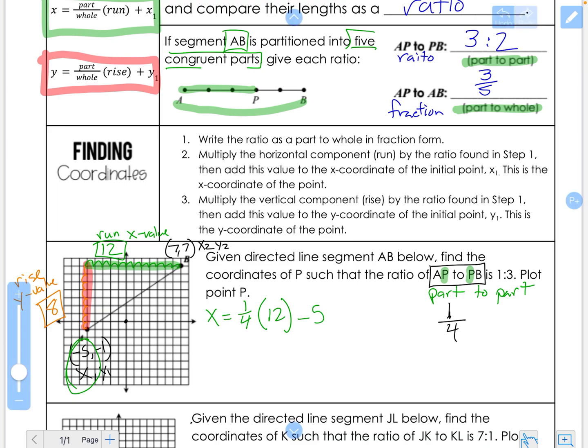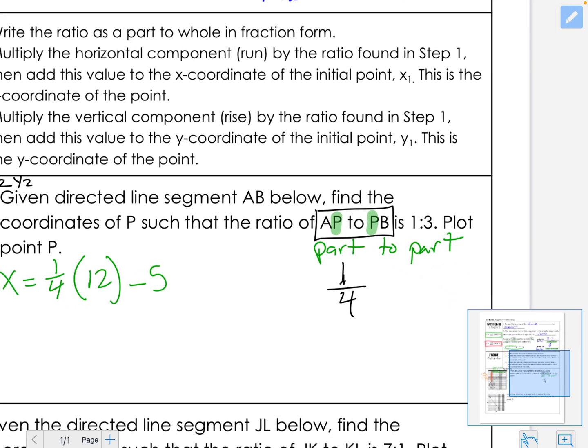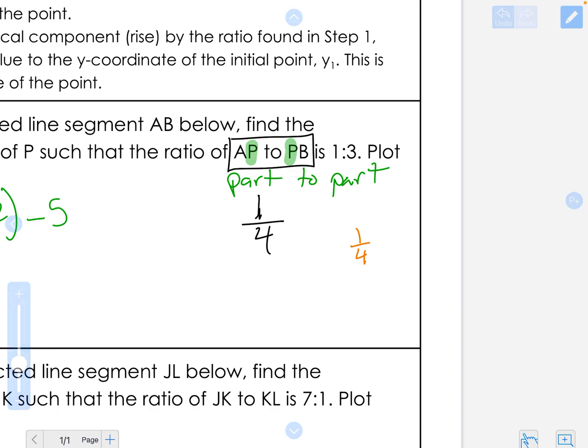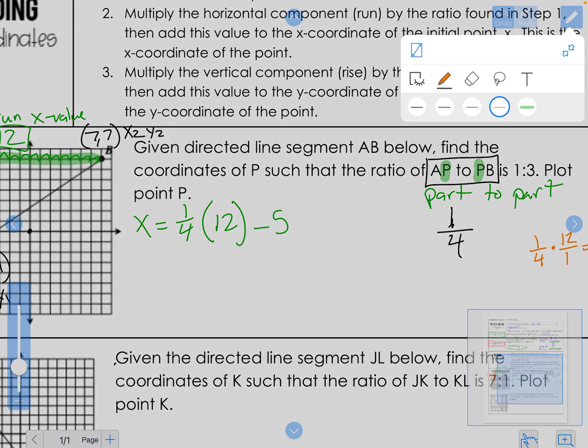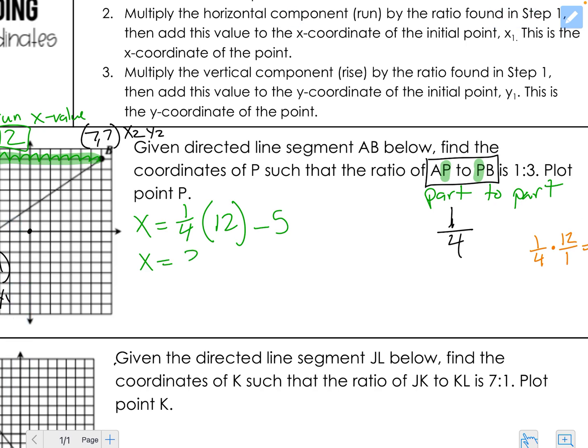Real quick, let's talk about fraction math. I'm going to do this fraction math over to the side here. If I have 1/4 and I'm multiplying it by the whole number 12, I can represent the whole number 12 as a number over 1. When I multiply fractions, I multiply across, so we get 12 over 4. I know that 12 divided by 4 is 3. So for 1/4 times 12, x is going to equal 3 minus 5. My final answer is that x is going to equal -2. So that is my x coordinate.